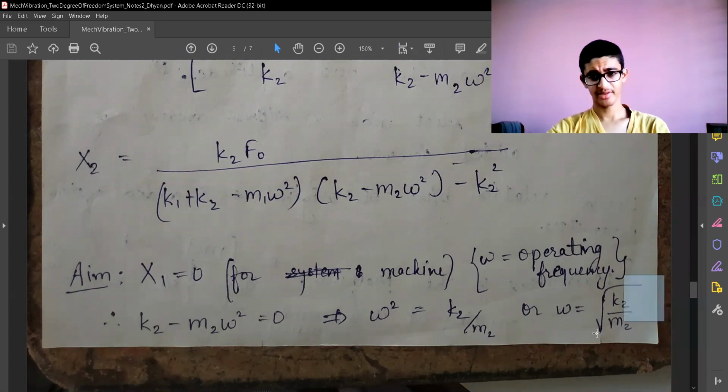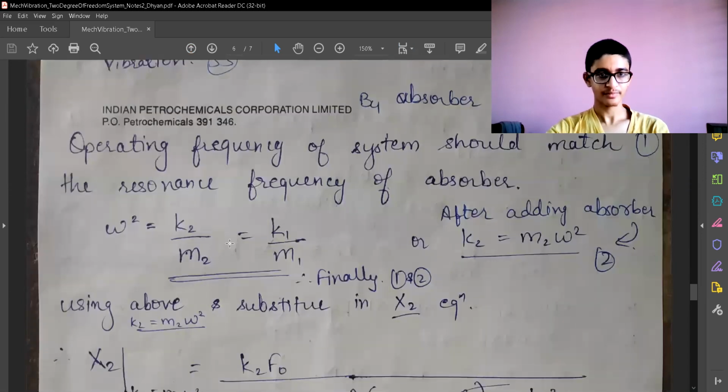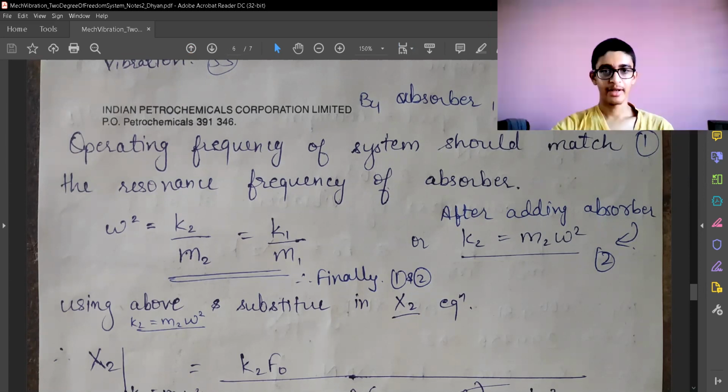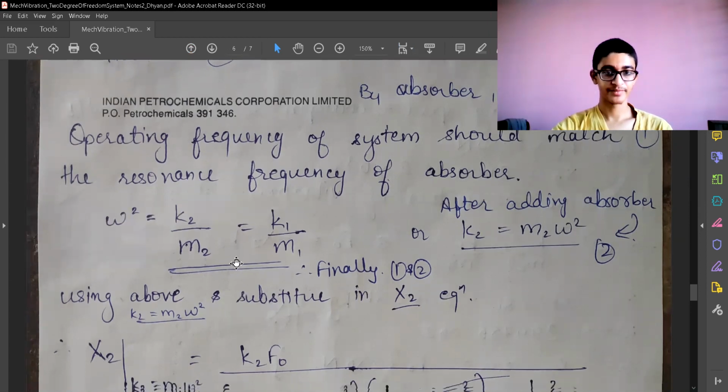So that's what I was mentioning initially. My operating frequency of the system should match the resonance frequency of the absorber alone. Before the absorber was added, we know that the natural frequency omega 1 was equal to square root of k1 by m1. And after adding the absorber, this is the condition we have achieved. So k2 is equal to m2 times omega square, and omega square is k2 by m2 or k1 by m1.